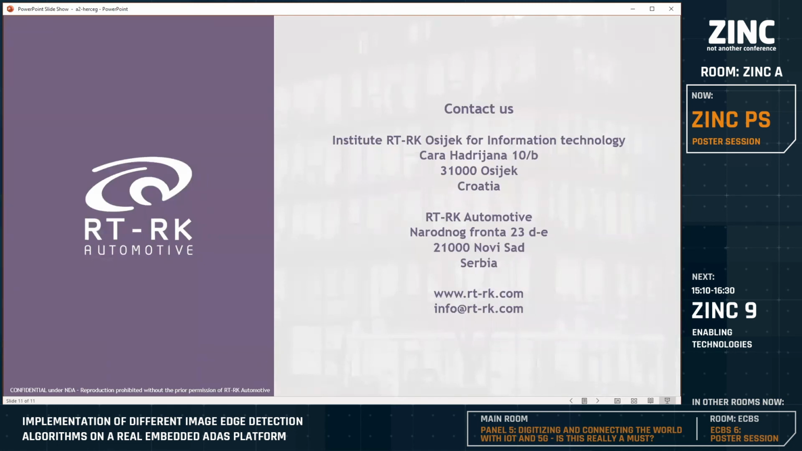I have one question. So which of the presented detectors should be chosen as the best trade-off, let's say, between the edge detection accuracy and the required resources for the computation of edges?